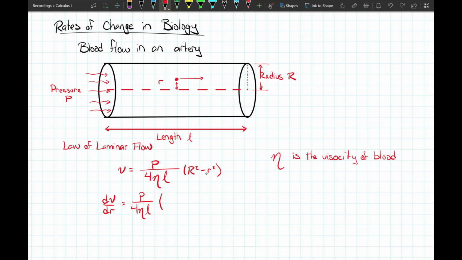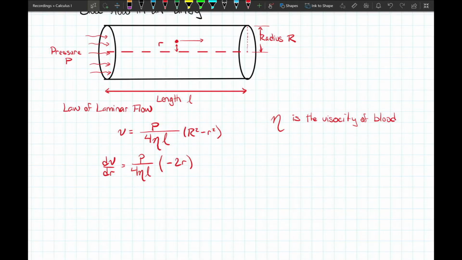And assuming that the pressure, viscosity, and length of the artery are unchanged, then we are simply taking the derivative of capital R squared minus lowercase r squared. Let's assume that the radius of this artery is fixed, and that would be a constant. Taking the derivative of capital R squared would just be 0, and lowercase r squared, that is what we are changing here. That would be our independent variable. We are trying to see what happens as r changes from 0 and increases towards the edge of the artery. So that would end up being a derivative of negative 2r. And then we can just simplify that slightly.